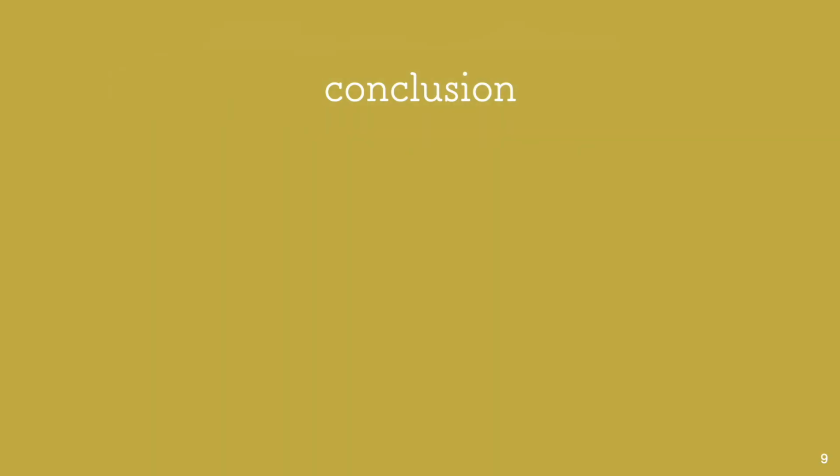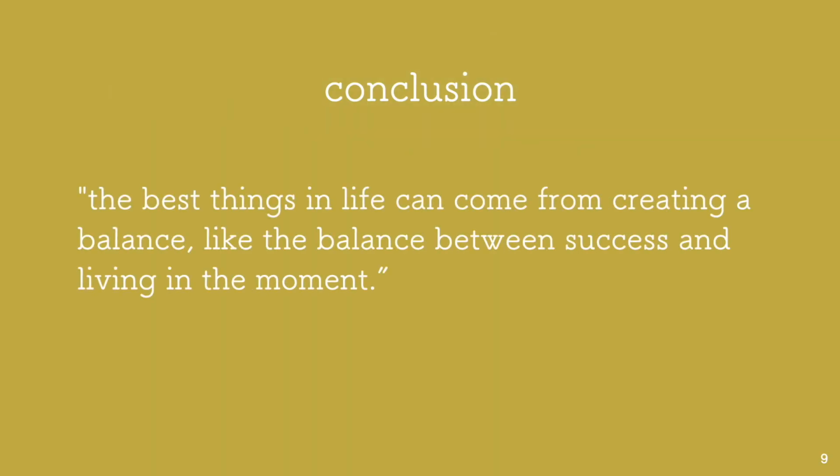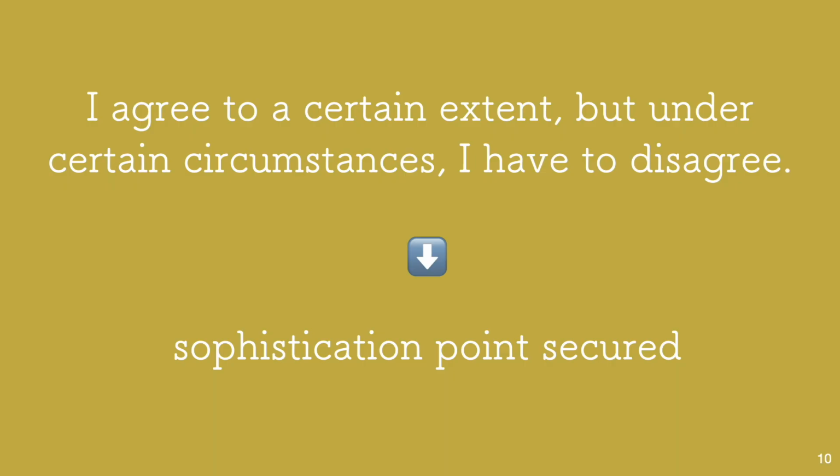And the conclusion ties it all. The best things in life can come from creating a balance, like the balance between success and living in the moment. See what happened? The writer didn't just argue one side, they show where Osaka's claim works and where it doesn't. That's exactly the structure I talked about earlier.